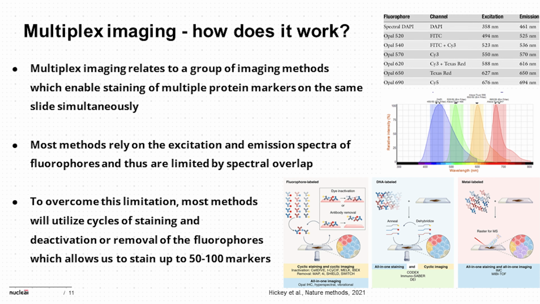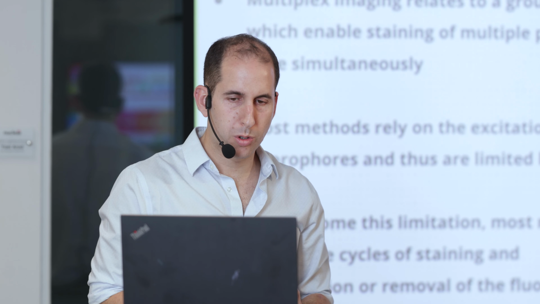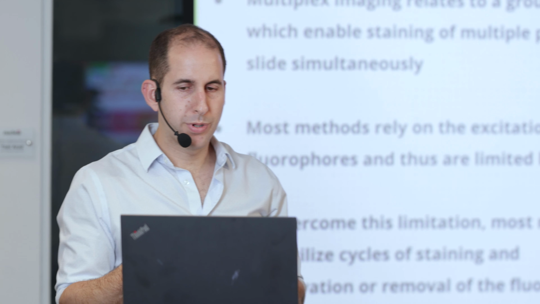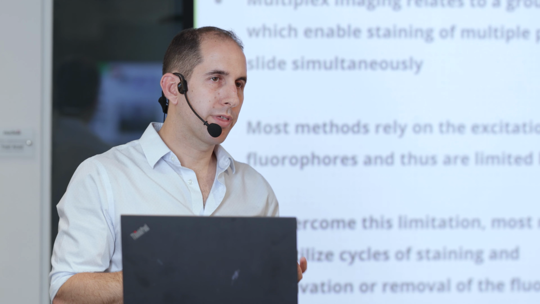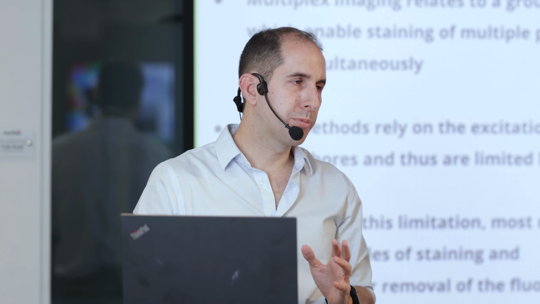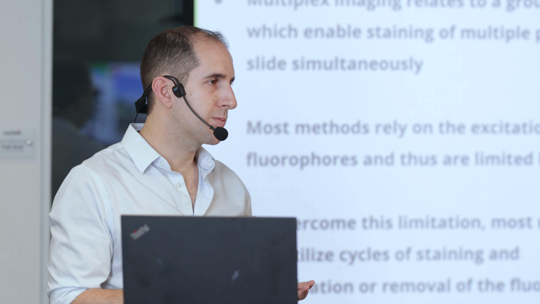And these imaging methods rely on the excitation and emission spectra of fluorophores, and thus they are really limited by the spectral overlap. So how it works is we have a laser that excites certain fluorophores, and then we have filters which can receive the light in the wavelength that the fluorophore emitted. And because we have a spectral overlap between fluorophores, we can usually stain without a significant spillover up to 5 to 6 fluorophores on the same slide. But if we want to go above that, we can't.